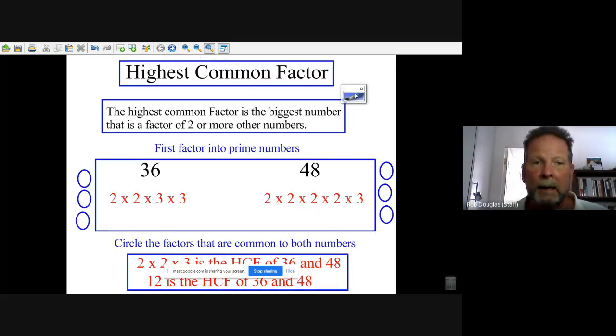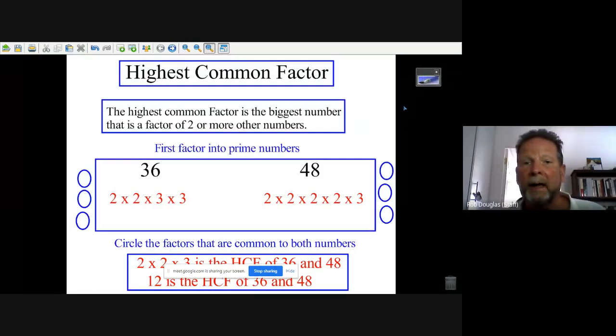Today we're going to take a look at the highest common factor. The highest common factor is the biggest number that is a factor of two or more other numbers. So when we talk about the highest common factor, we're talking about two numbers maybe, like 36 and 48, and we're thinking about the biggest number that will go into both of these numbers.